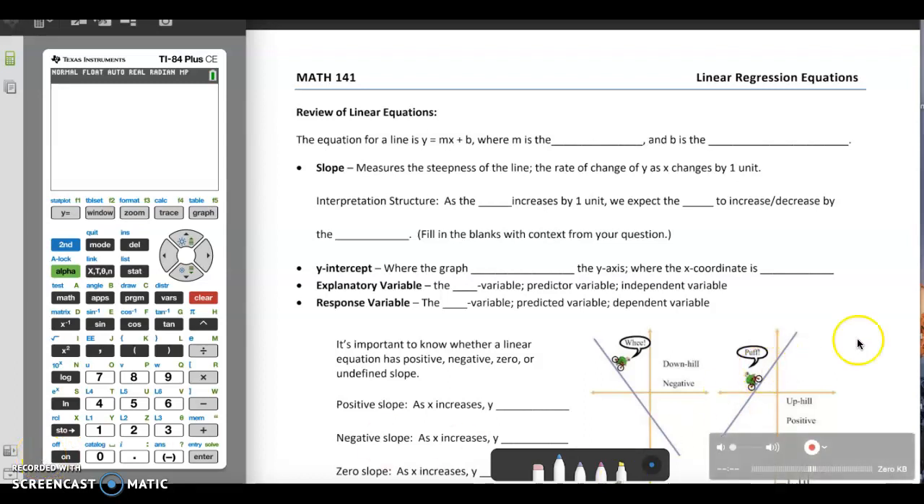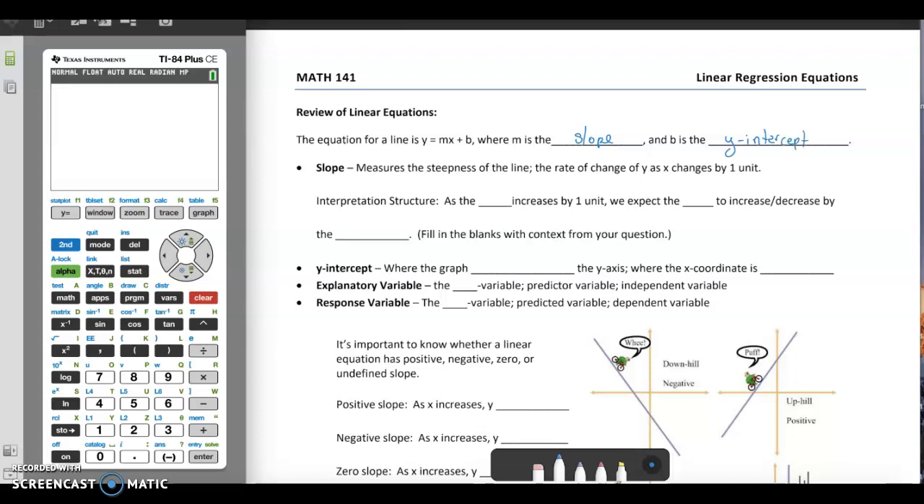Hi everybody. To get started with this lesson, we want to do a quick review of linear equations, equations that graph to be lines. So the equation of a line is in the form y equals mx plus b, where m is your slope and b is the y-intercept.